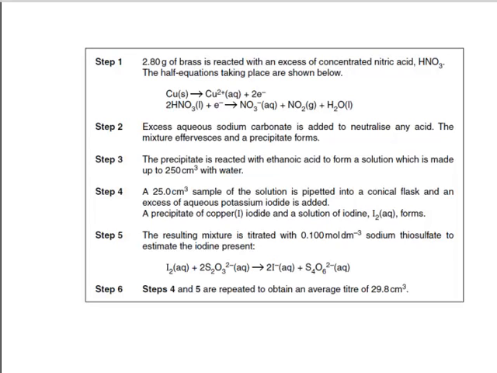OCR exam paper F325 from June 2011. The problem is to find out how much copper there is in a sample of brass. We have 2.8 grams of brass and we dissolve it in concentrated nitric acid. Now there will be an excess of acid there which we need to destroy, otherwise it would react with something else, well, potassium iodide further on.